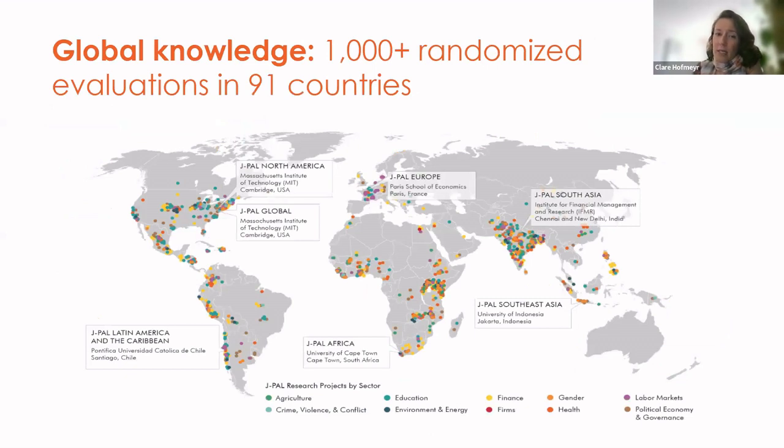Our network of affiliates has carried out more than 1,000 randomized evaluations in over 90 countries around the world. At J-PAL, we really benefit from seeing the big picture. So we take this vast body of research and we find cross-cutting themes and pull out policy lessons to inform future programs and policies.